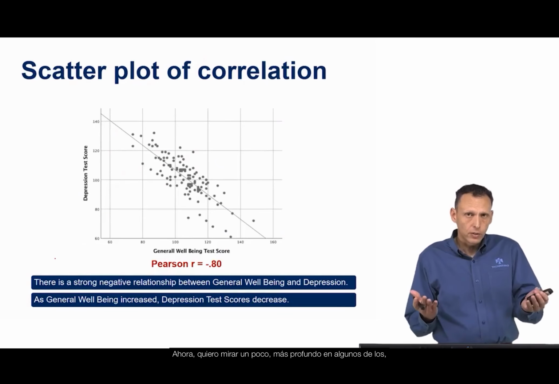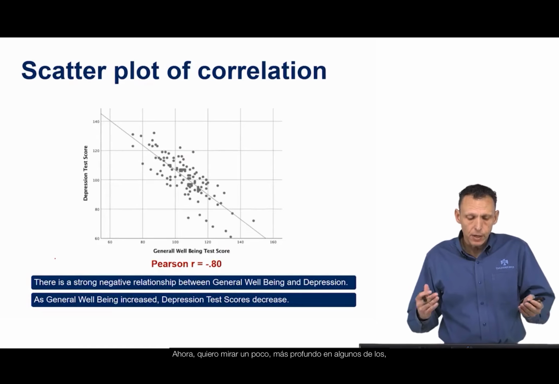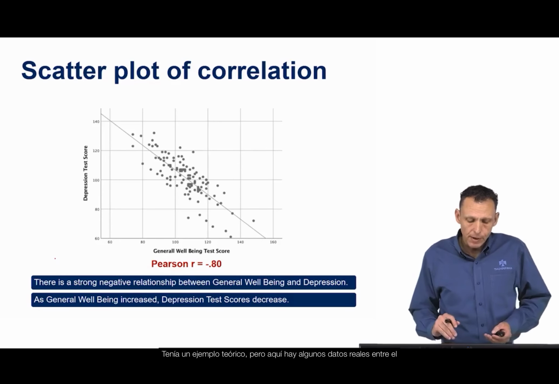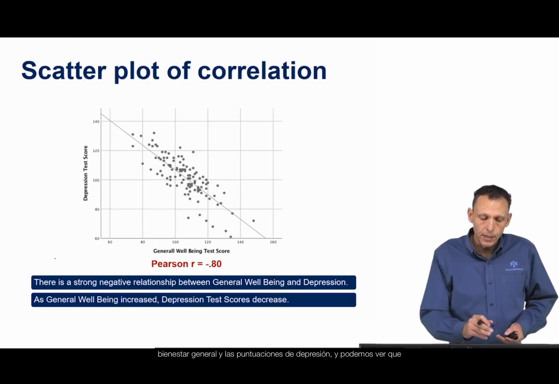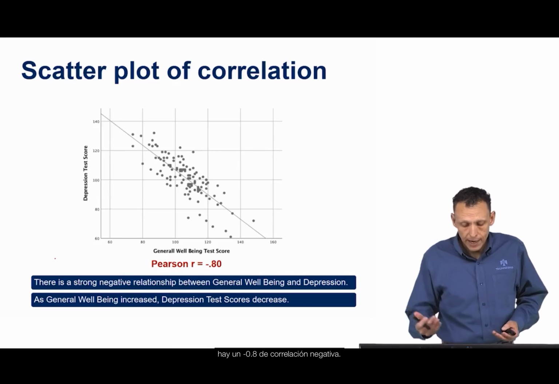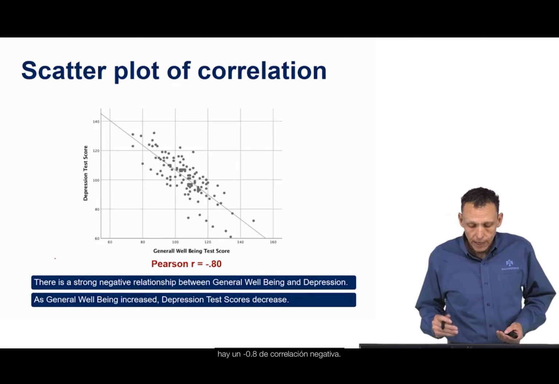Now, I want to look a little bit deeper at some of the plots of the correlation. I had a theoretical example, but here's some actual data between the general well-being and the depression scores. And we can see that there's a negative 0.80 correlation.